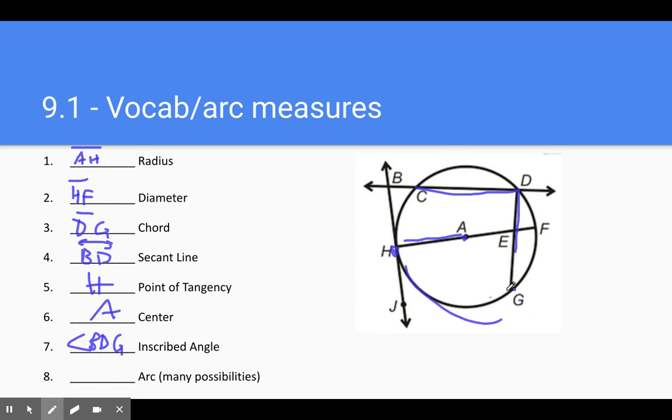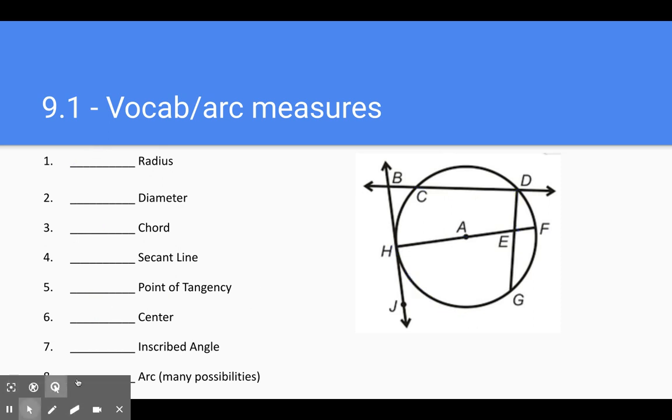You can name arc HG. Remember the symbol for arc is here, arc HG. That's a bad G, but it's G. Bunch of different examples for that one. All right, so there will be a section on the test for vocab.